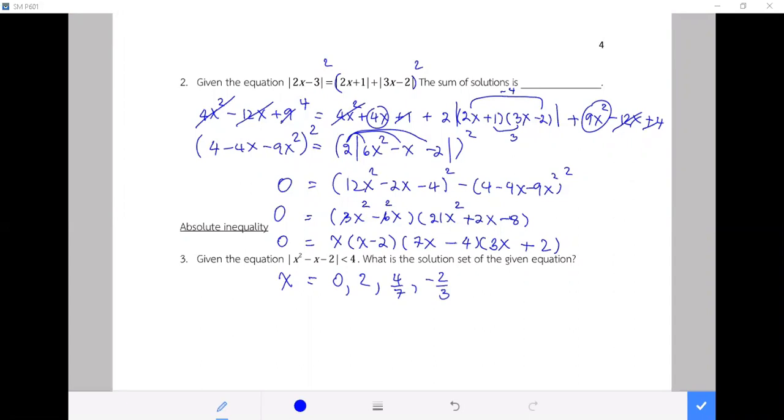And then when I check for the answers, I check for the correct answers. I found that 0 is okay if I put it in the original equation. Right? 0 is okay. 2 is not okay. 4 over 7 is not okay.